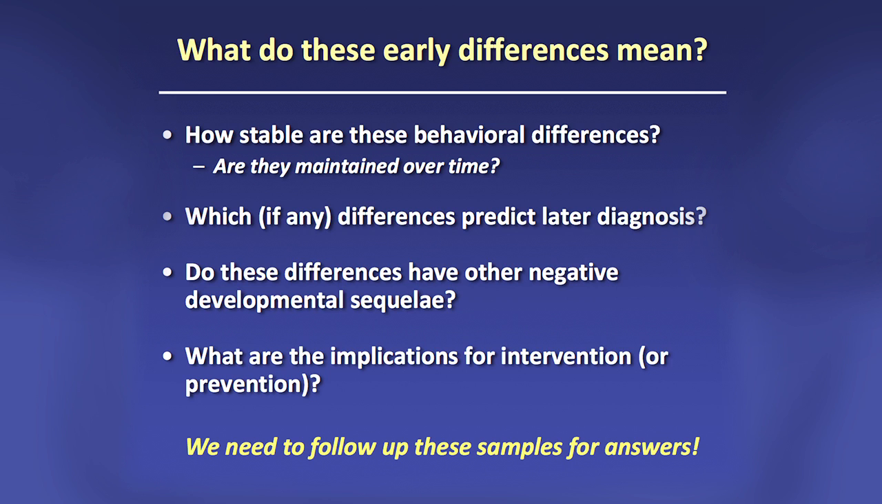We don't know if there are resiliency factors that can overcome these slight genetically driven differences. We just don't know. And we don't know what to do when we see this. Do we intervene? Is it too soon to intervene? Is this child going to be okay anyway? So really, these children need to be followed up like we have in the other studies.